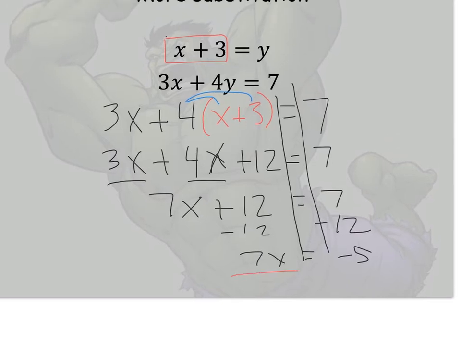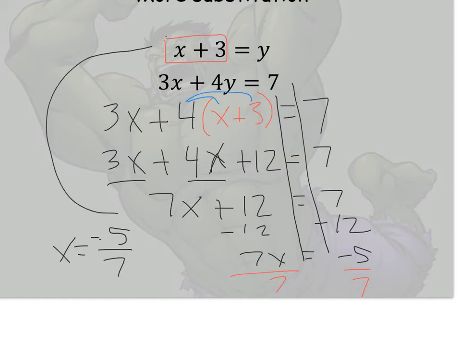But the answer is no. Sometimes you get fractions in your answer. So we get the final answer here, x is equal to -5/7. But we're not done. What we're going to have to do is take this x and plug it back into either equation, but you take a look at that and tell me which one you think is easier. I'm going to plug it into this one.